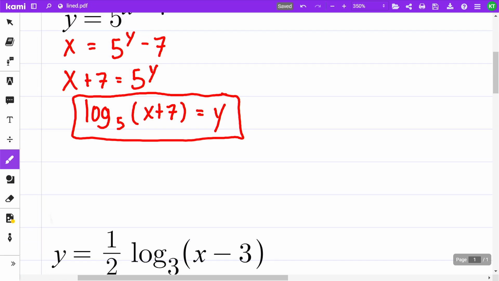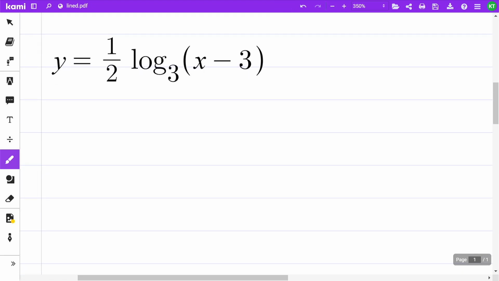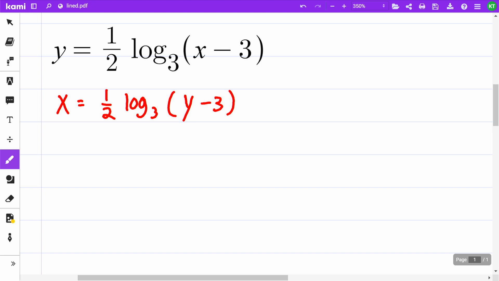Now we're going to do the same thing, except we're going to do it for logs. So again, switch my x and my y. So x is going to be equal to 1/2 of log base 3 of y minus 3. I want to get my log by itself first, so I'll multiply both sides by 2, so 2x is equal to log base 3 of y minus 3.